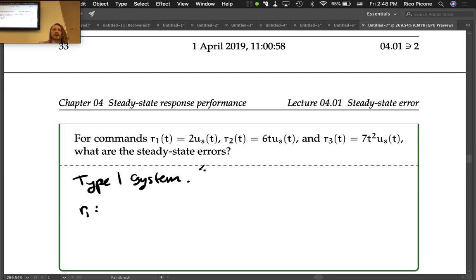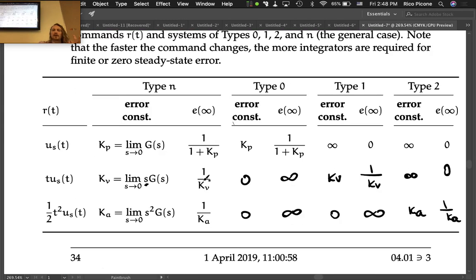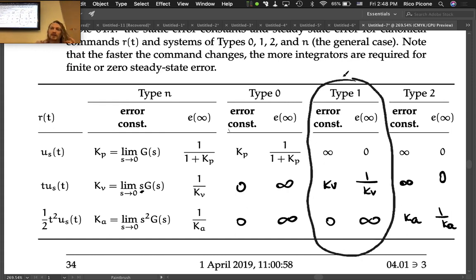So we have 2 times the unit step. Now we have a type 1 system. So we go to the table, we say type 1, so we're working in this column. We're going to work in this column for all 3 parts of the example, right? Because the system type is going to be the same for all 3 parts. What we're changing here is the row, the R, the step, or the command from step to ramp to parabolic.